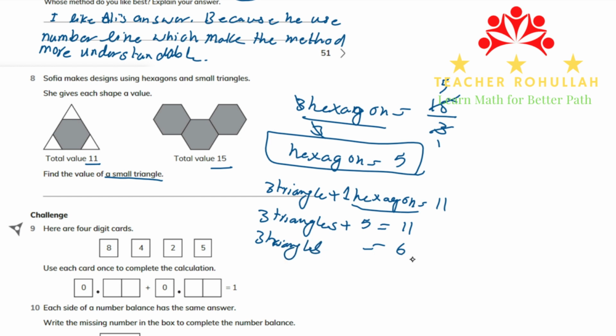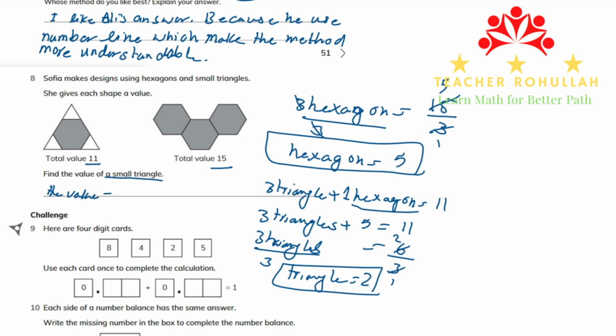Okay, now if we divide both sides by 3, here also by 3, the value of 1 triangle will be equal to 2. 1 times 3 is 3, and 2 times 3 is 6. So the value of 1 triangle is 2. I can write that the value of a small triangle is 2. This is the answer to question 8. I hope it makes sense for you. So let's go to question 9.